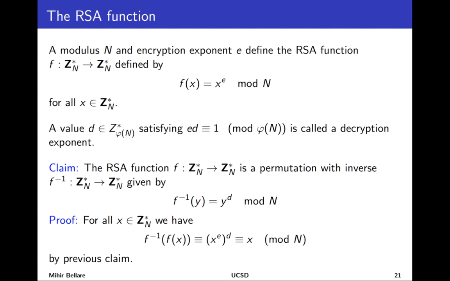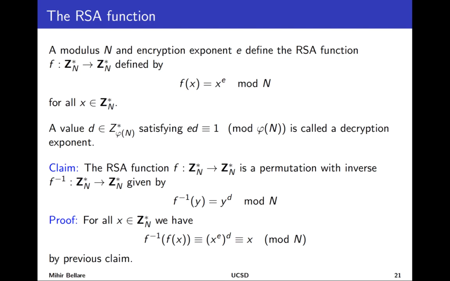On input x, just raise x to the power e mod n and return it. You can compute that using our mod x algorithm. Now, suppose that there is a value d in Z star phi of n, such that e times d is 1 mod phi of n. Whenever e is itself in Z star phi of n, then such a value exists. We call that the decryption exponent.